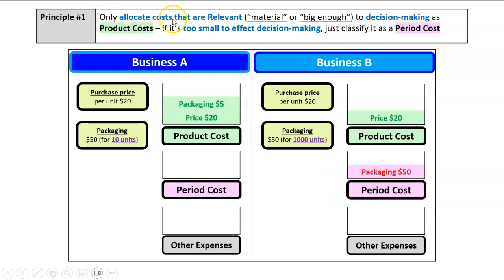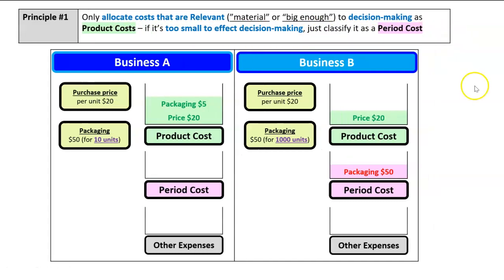You should really only allocate costs that are relevant. What does relevant mean? I guess it means material or big enough to influence your decision making. You should only allocate those ones as product costs. If it's too small to affect decision making, just classify it as a period cost.